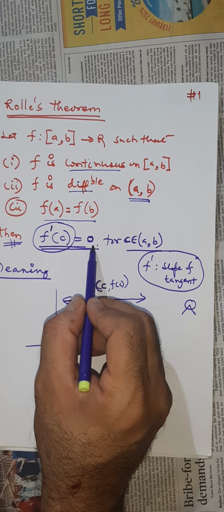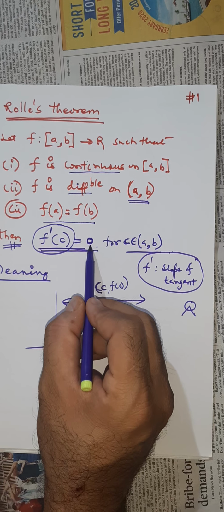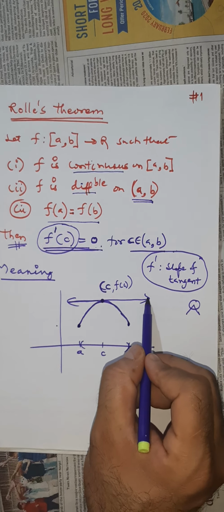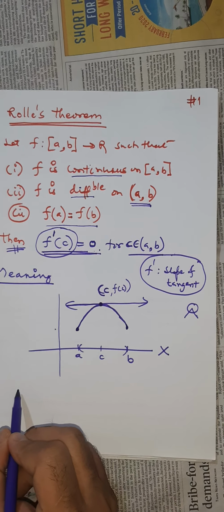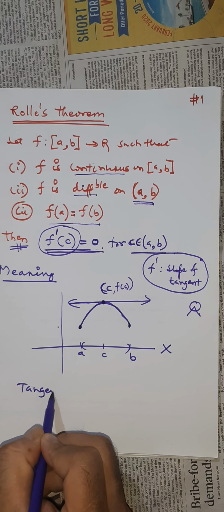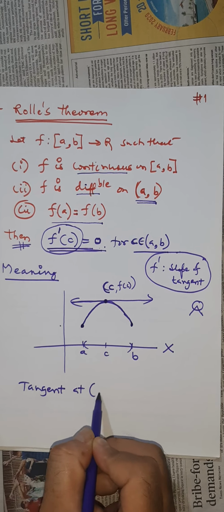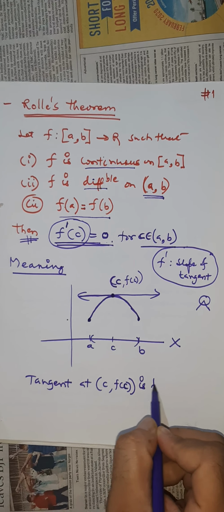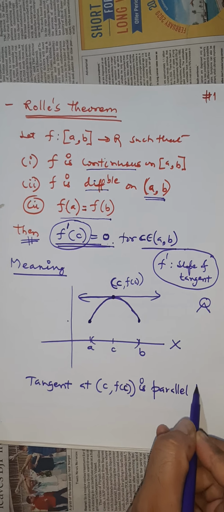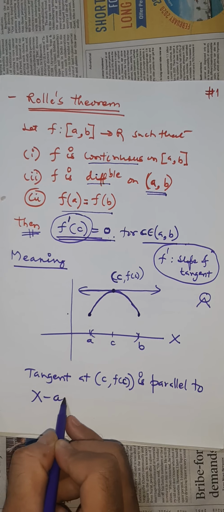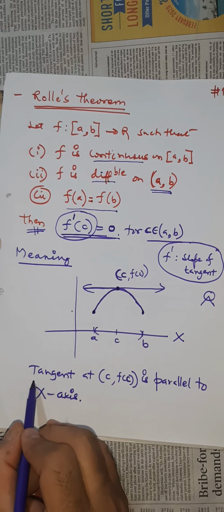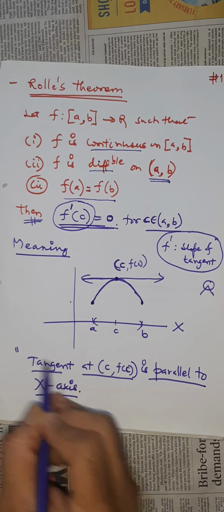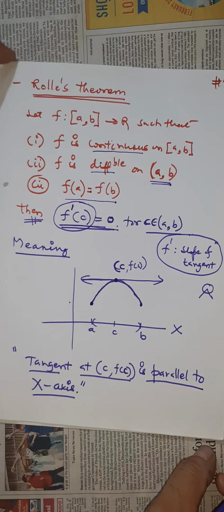What's the slope of the tangent here? 0. Now you know the slope of the x-axis is always 0. So the tangent must be parallel to the x-axis, and here the tangent is parallel to the x-axis. So it says that geometrically the tangent at c comma f of c is parallel to the x-axis. That is the precise meaning of Rolle's theorem.